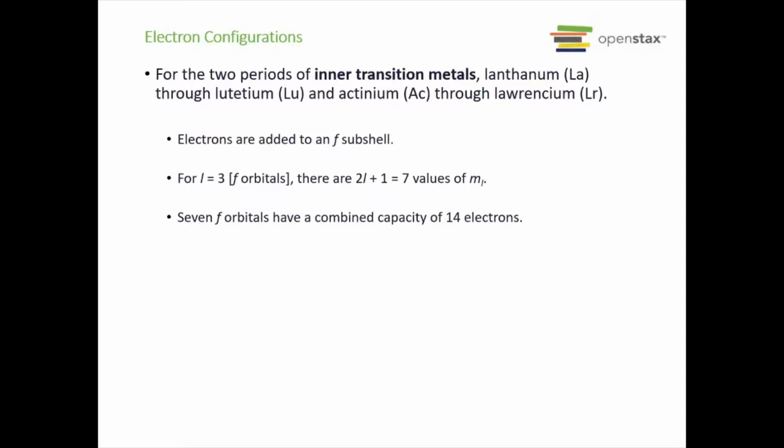Just another little thing. When I was an undergrad and in high school, people would ask, why are those 2 rows on the bottom? And most people would say, oh, because we're lazy and we wanted to make it fit. There actually is another reason, and that is because these electron configurations end in the f orbital, whereas the regular transition metals end in the d orbital.